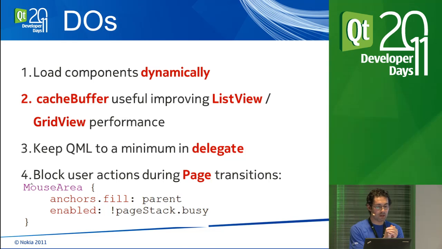And keep the QML to a minimum in the delegate when you're using the Model-View architecture, because these delegates are created a lot, so it will delay or have some impact on performance. And the other one is to block user actions during page transition. When a page is switching and you have some big mouse area on your application, you may be able to click on it while the page is doing the transition.